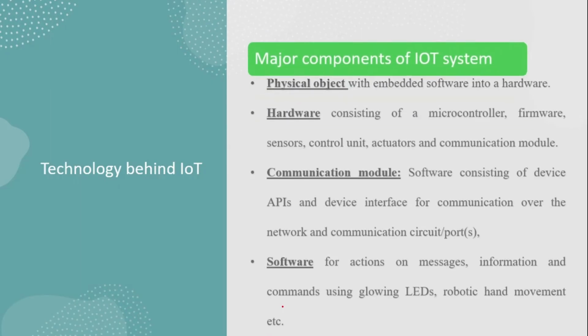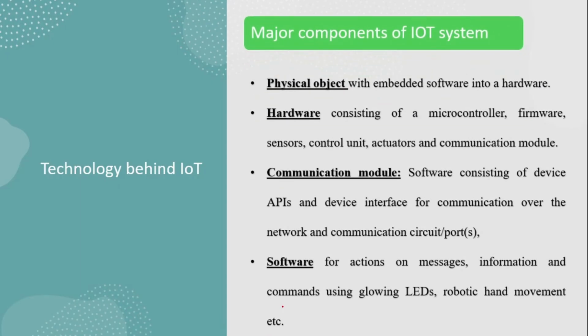Now coming to the major components of IoT system. What are the different major components? Let's check this. Physical object. So we need one physical object, right? Second one is hardware equipment. In that hardware equipment, we can use microcontrollers, firmware, sensors, control units, actuators, and communication modules. All these are present in hardware.